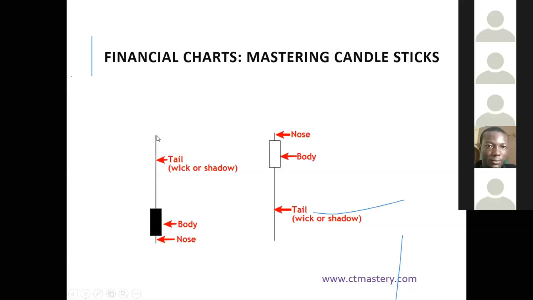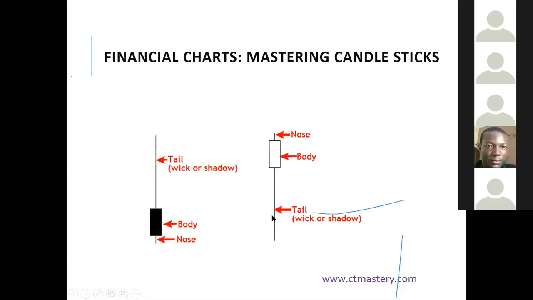Now, for some reason, the bears came back. The bears came back and drove this price back down. So this candle is telling us that the bears are in control of this market.